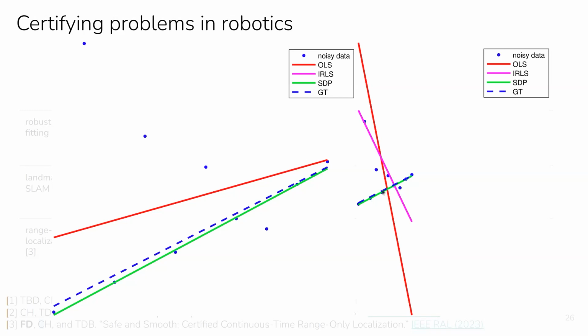And on the right-hand side, we have a case where the local solver incorrectly fitted to the outliers here. In this case, the certificate would not hold. So we can at least say that we don't know if this is a global optimum. And often it means that it's not a global optimum.